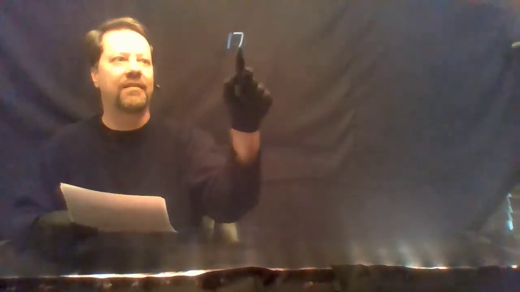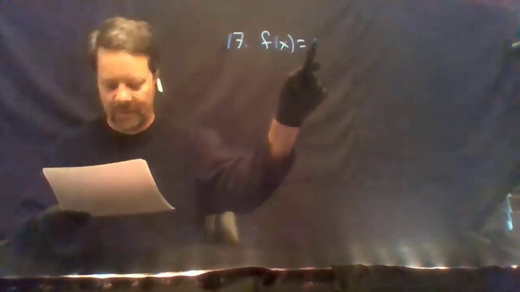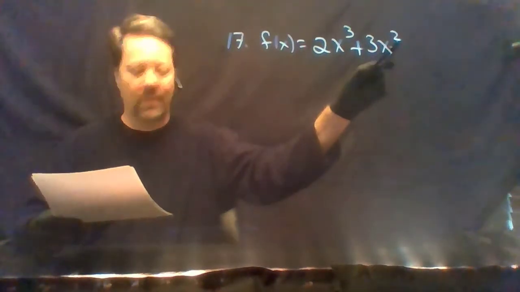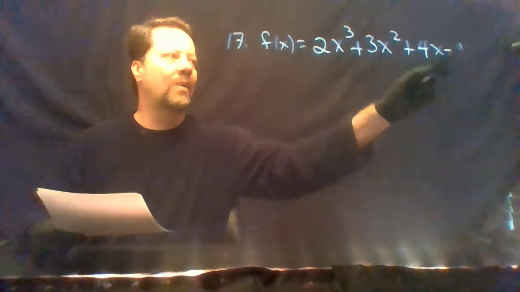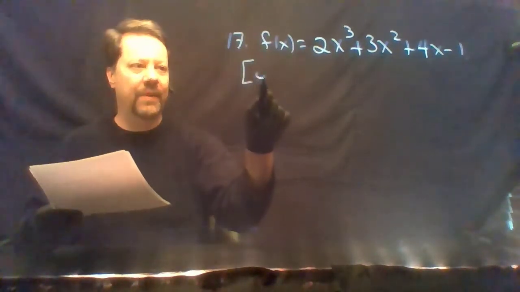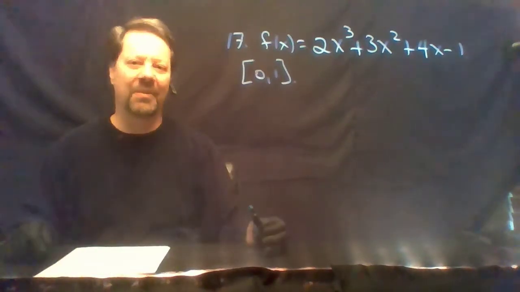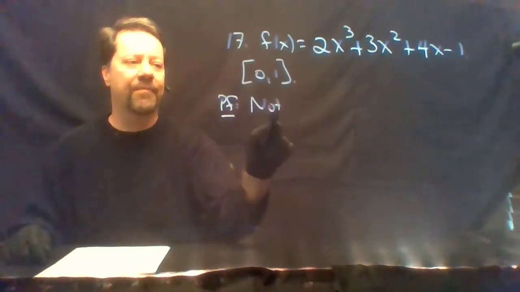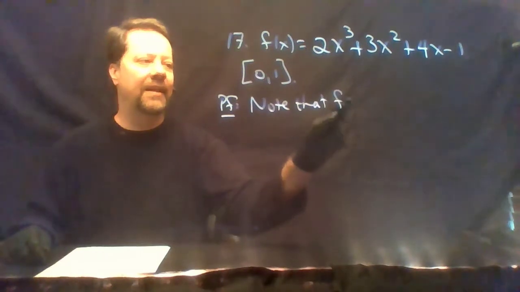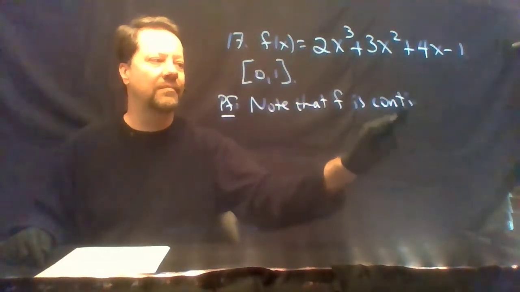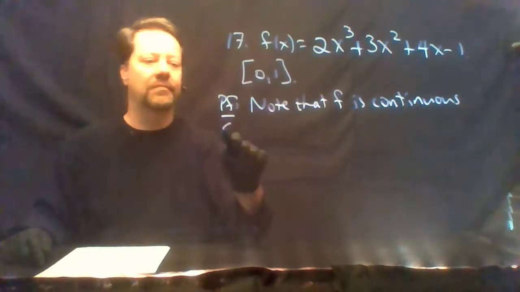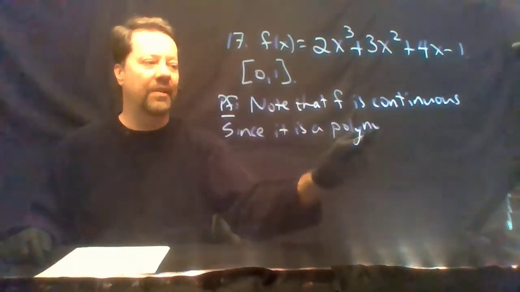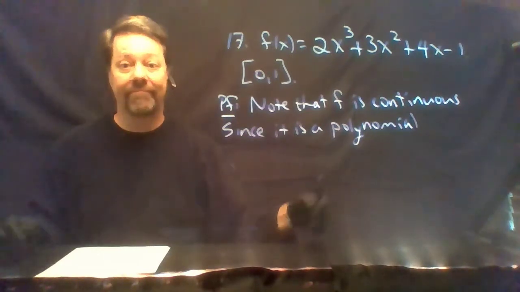On problem 17, we're asked to prove that the function f of x equals 2x cubed plus 3x squared plus 4x minus 1 has a 0 somewhere on the interval 0 to 1. Here's our proof. First, note that f is continuous since it is a polynomial. Where is it continuous? On the entire real line.